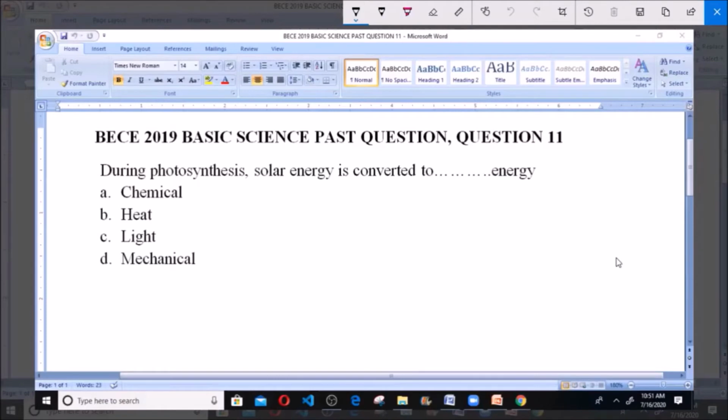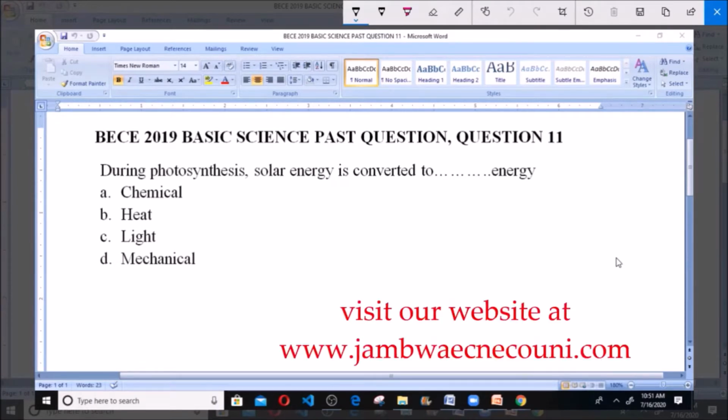Question 11. During photosynthesis, solar energy is converted to dash energy. A. Chemical, B. Heat, C. Light, and D. Mechanical. Before we pick our answer, I would like us to know the meaning of photosynthesis.